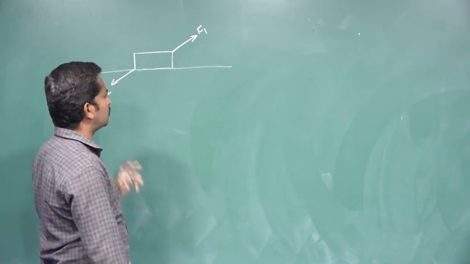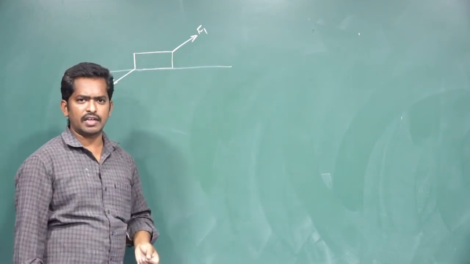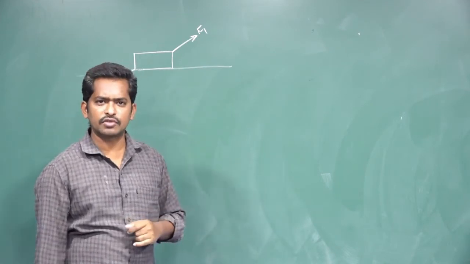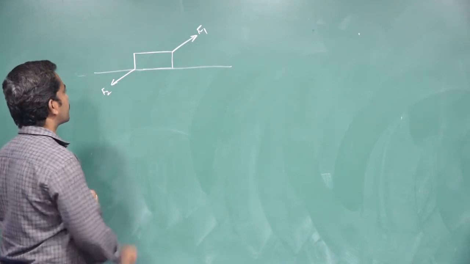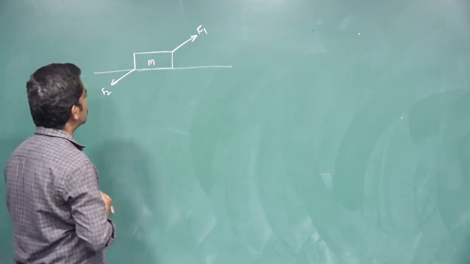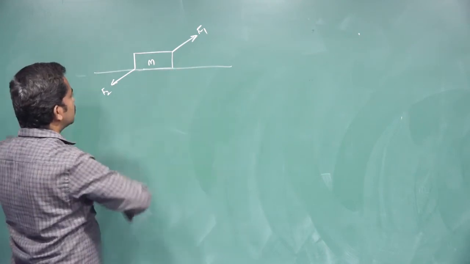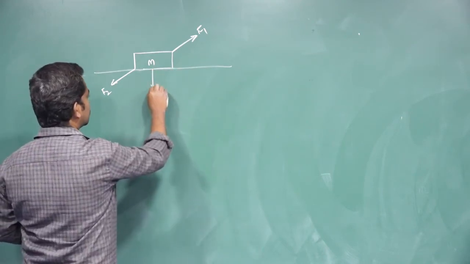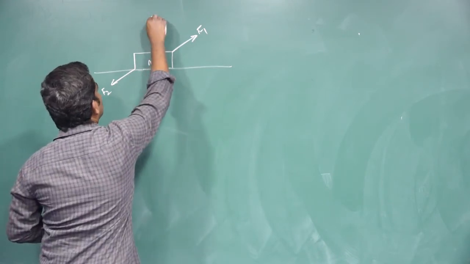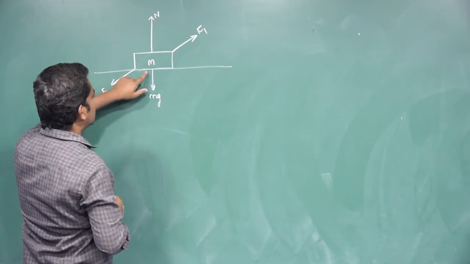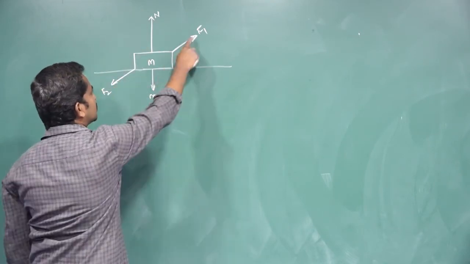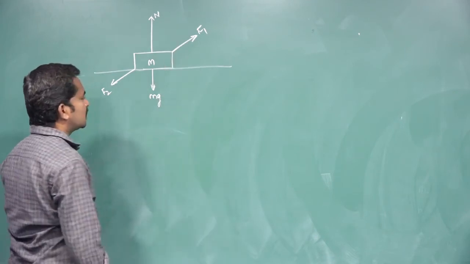This is the question: 2 forces act on the object. Draw the free body diagram and find the net force acting on the object. Simple. The mass of the object is M. Just simply identify: first of all, the weight W is equal to mg, and the normal force N, which the surface exerts on the object. And this is F1 and this is F2.